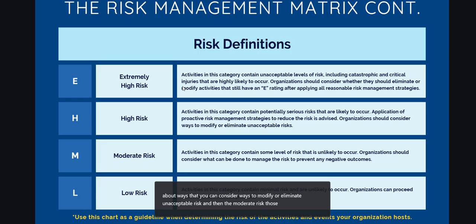And then the moderate risk. Those are going to be some activities that have a little bit more of low risk. They're unlikely to occur. That doesn't mean that they can't, but they're just a little bit more unlikely to occur. So the organization should always think about what can be done to manage the risk to prevent any negative outcomes. And then finally, you have your low risk. Your low risk is very minimum. It's unlikely to occur. It's possibly not going to occur. It's possibly never going to happen. But just being mindful and thinking about some of those things, you can always proceed with these activities as planned.